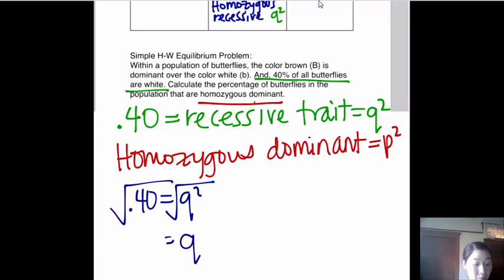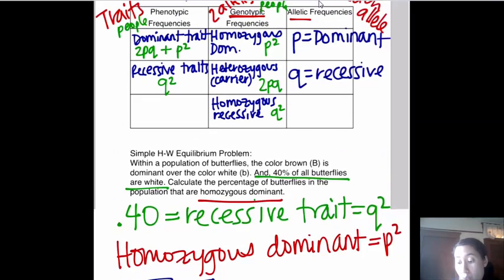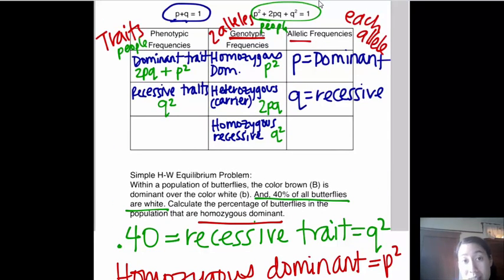I'm using my phone right now because it's the dumbest calculator I have, and we know that we have to use our dumbest calculators in order to solve these problems for the AP Bio test. And q is then 0.63 when I do that on my calculator. All right, now, if I go back to my Hardy-Weinberg equations, I know that p plus q equals 1.